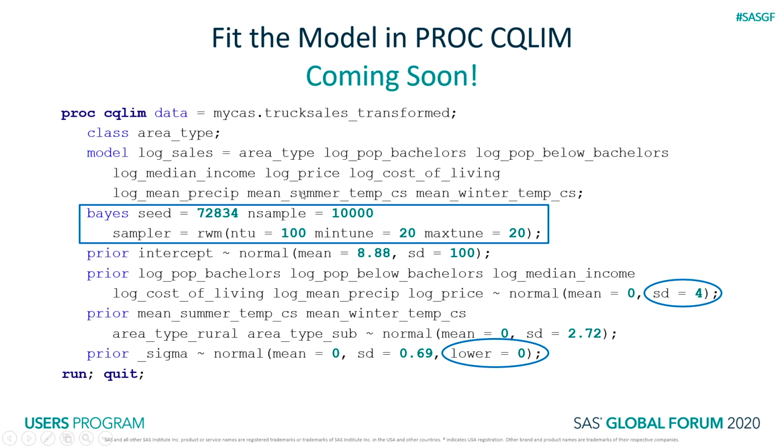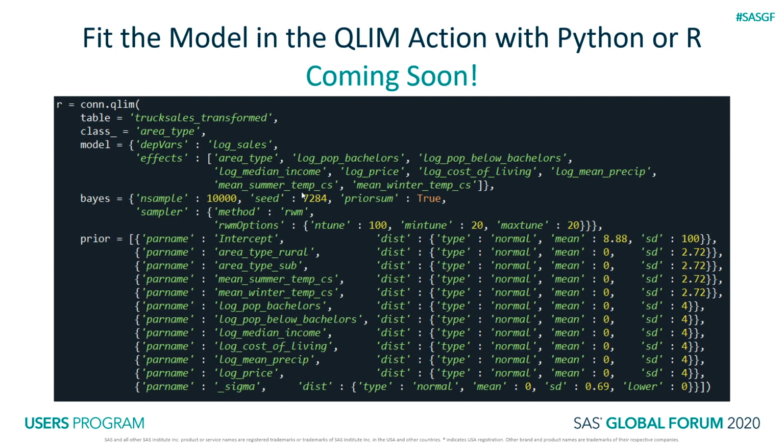And because it's CAS-enabled, you can call the CAS action that underlies this QLIM action from any client, not just SAS. For example, here's how you would call it in Python. You could also call it in R or whatever. So if you're interested in that, well, make sure you pay attention to the upcoming releases.